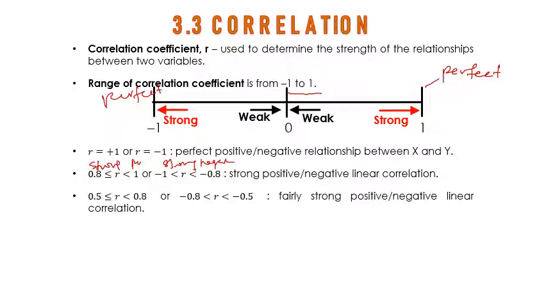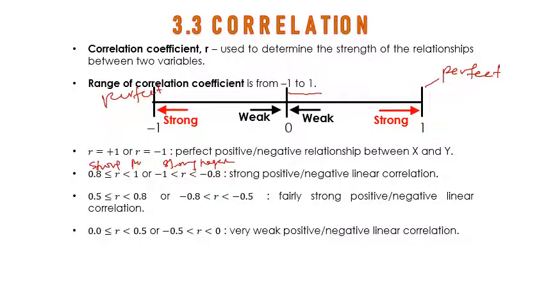0.5 less than or equal to r less than 0.8, or -0.8 less than r less than -0.5: fairly strong positive or negative linear correlation. Next, 0 less than or equal to r less than 0.5, or -0.5 less than r less than 0: very weak positive or weak negative linear correlation. If r equals 0, no correlation or relationship between x and y.